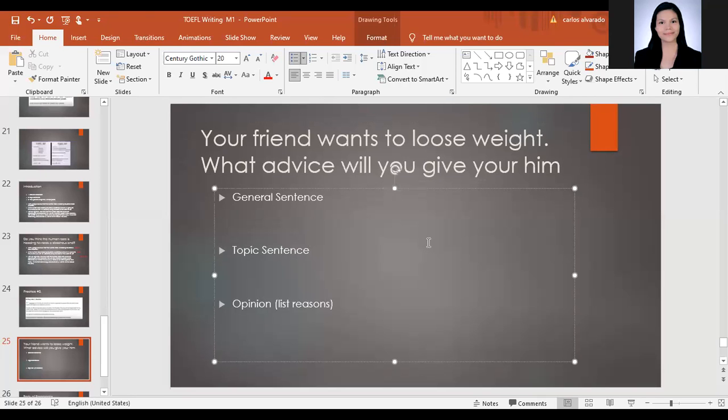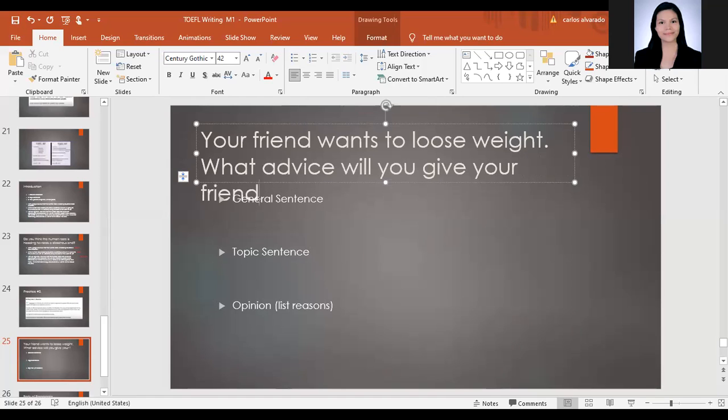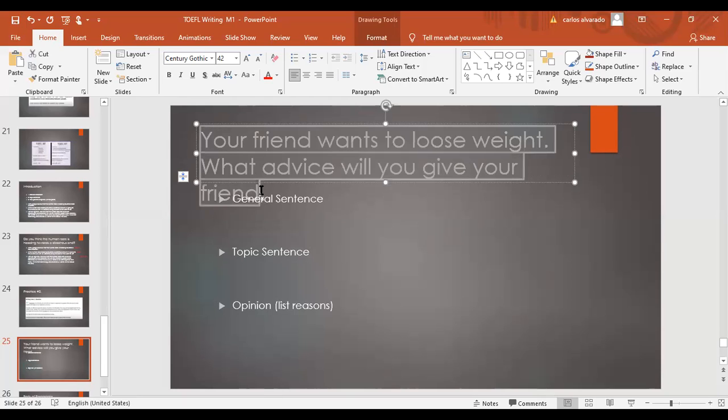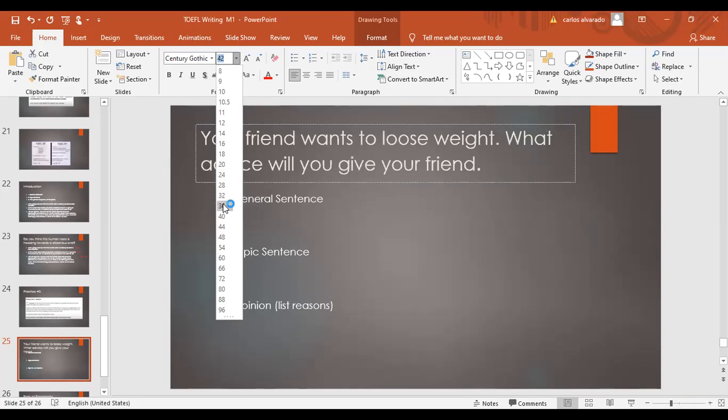¿Qué estamos haciendo? Estamos haciendo the introduction paragraph, right? So what are the three things that I need to have? The question is, your friend wants to lose weight. What advice will you give your friend? Right? Tendría que decir friend, okay? So no, the advice is not for you or the person reading this, right? My advice is for my friend. So that's very important to remember, okay? Para no confundir los temas, ¿verdad? O los pronombres. We have to keep that in order.